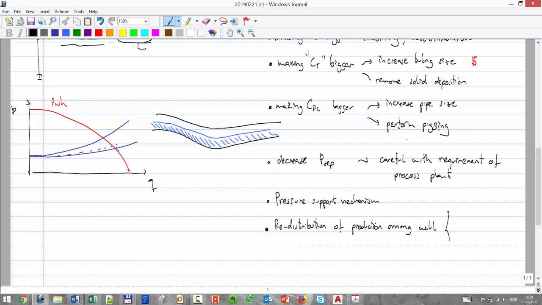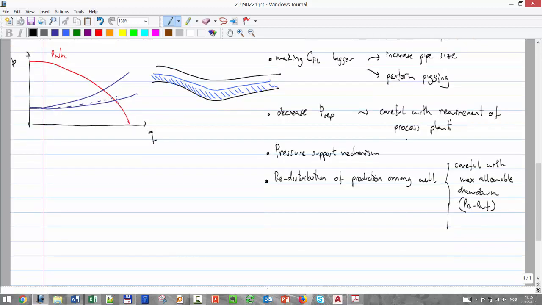Okay, but here you have to be careful, and there are two things. First, maximum allowable drawdown. That PR minus PWF, you might have a limit due to sand production, due to all kinds of issues, wellbore stability, sand collapse. And you have maybe a limit on the rate, Q maximum. And you might have coning, water coning, gas coning, all kinds of things. So be careful if you're doing that. Be careful not to go above that limit.